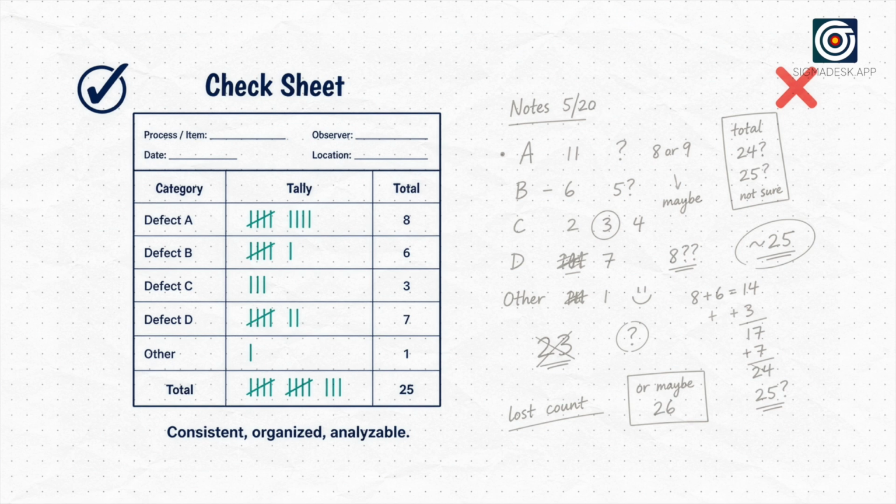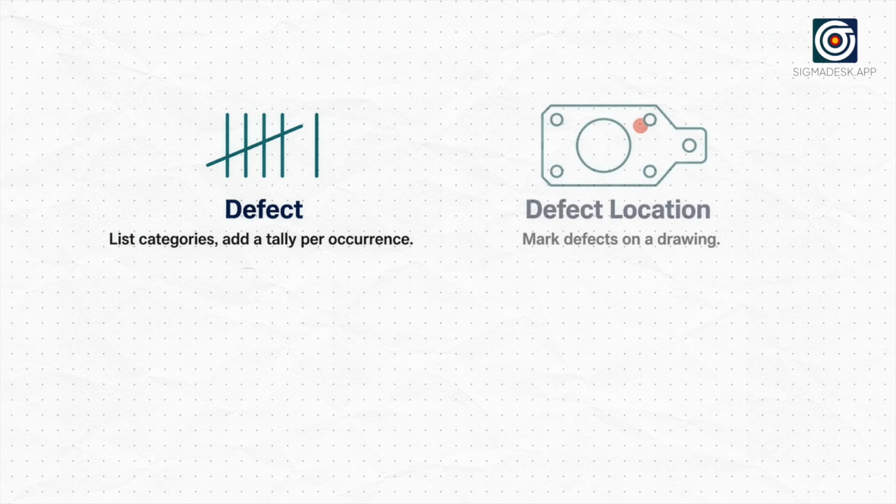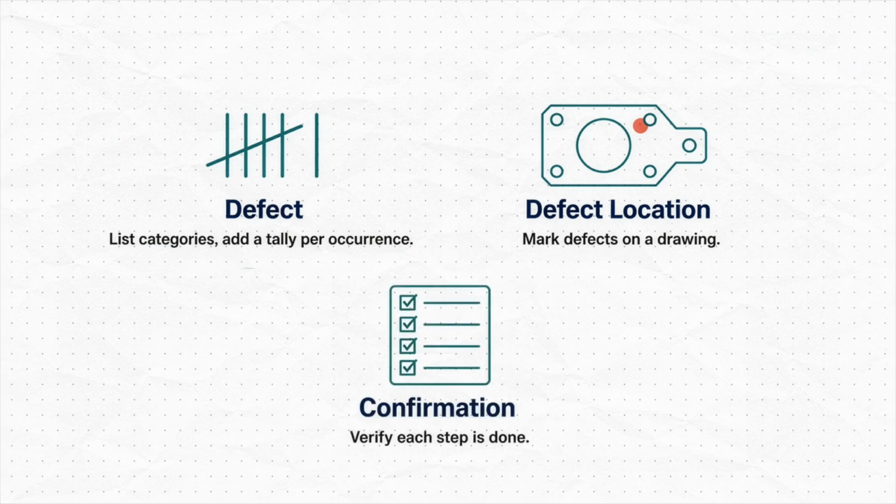There are several common types, and the right one depends on what you need to learn. The defect check sheet is the most familiar. You list the categories of defects you expect, and operators add a tally mark each time one occurs. The defect location check sheet replaces counting with a drawing of the product, where each defect is marked on the exact spot it appears, which quickly reveals where problems cluster. And the confirmation or checklist check sheet verifies that each step of a process or inspection has been completed, which is common in maintenance, machine setup, and standard work.